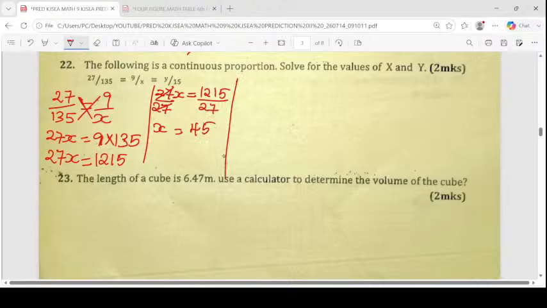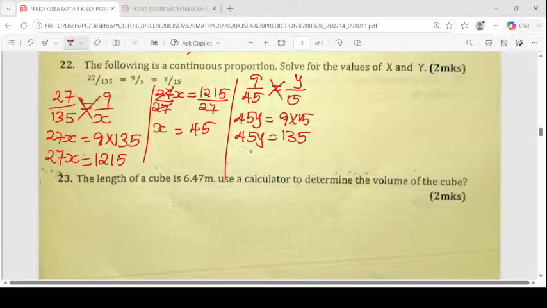After getting x is 45, to get the value of y, that was like saying 9 over 45. Instead of saying 9 over x, and I know now the value of x is 45, I'll be saying 9 over 45 is equivalent to y over 15. What do we do next? We are going to cross multiply. So this will become 45 times y, 45y is equal to 9 times 15. When you take 9 and multiply by 15, you get 135.